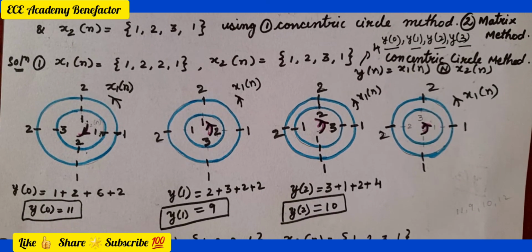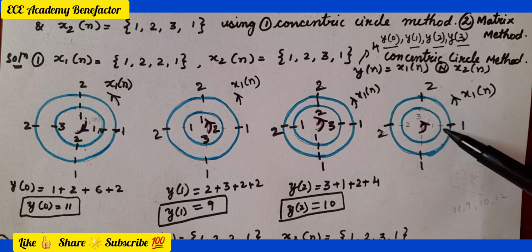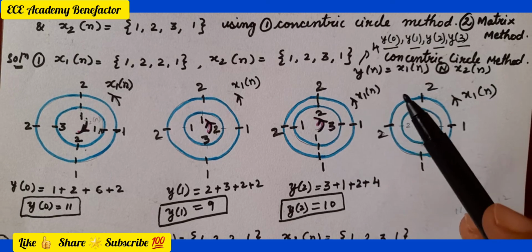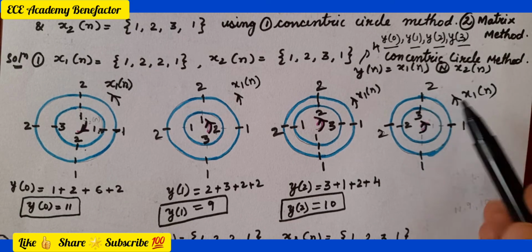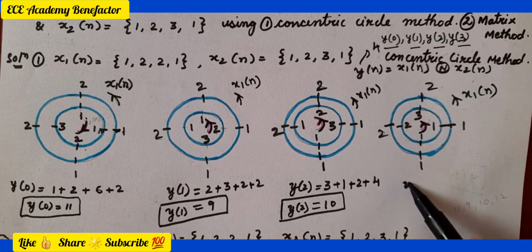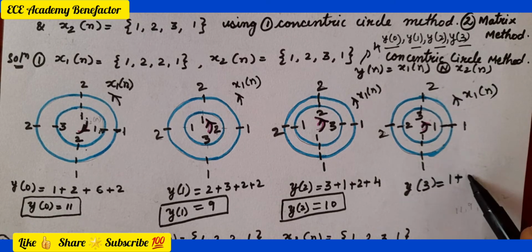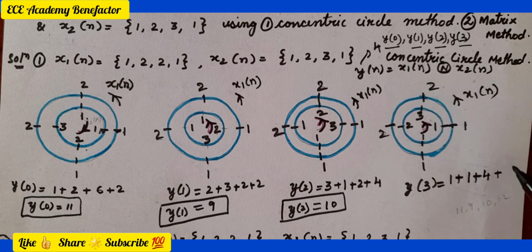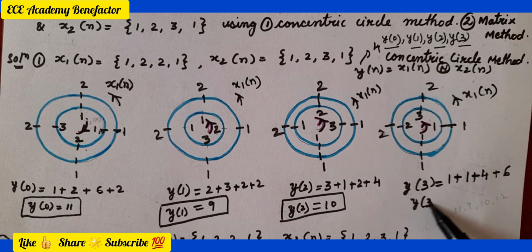Now to the fourth step. So x1 of n is plotted in anti-clockwise direction at the same point where we have started. Now rotate this inner circle one step in clockwise direction. So this 3 will move here. 3, 2, 1, 1. Okay, multiply them now. Y of 3 it will come. 1 ones are 1, 1 ones are 1 plus 2 twos are 4 plus 3 twos are 6. So 6 plus 4 10, 10 plus 2 12. So y of 3 is coming as 12.